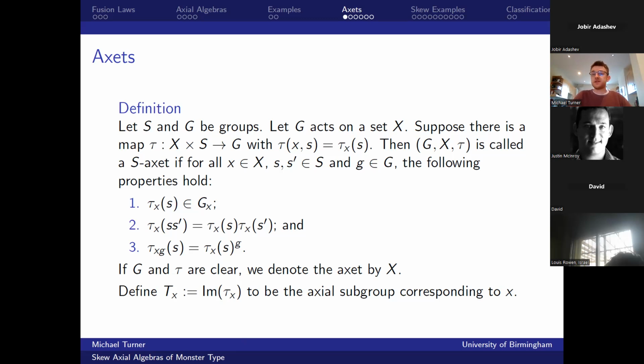So maybe just note, these axets are completely group theoretical. So I believe examples are obviously any group action, you can probably produce an axet, but also root systems pop up in axets.